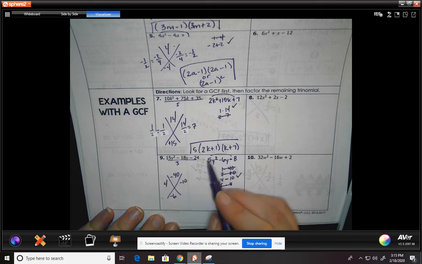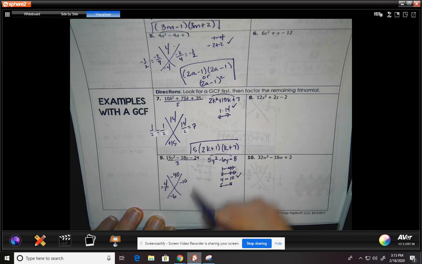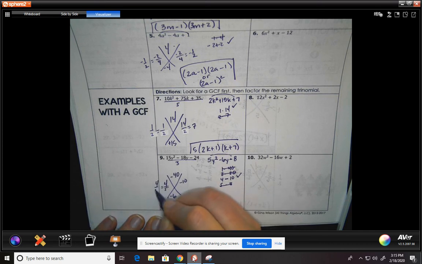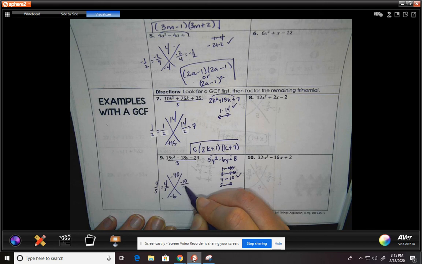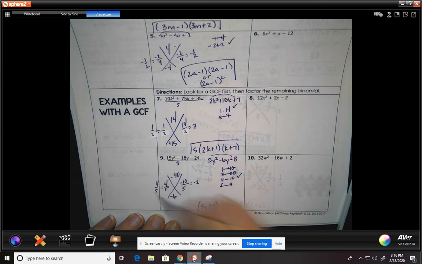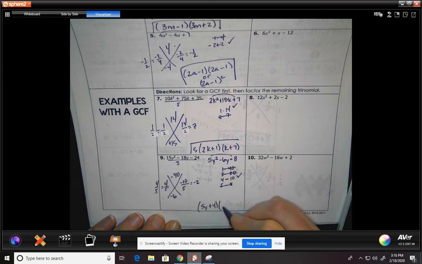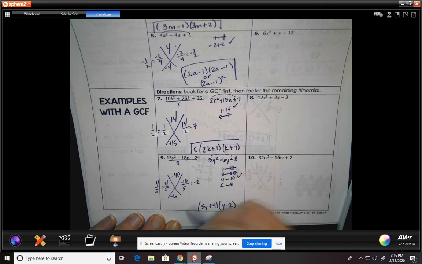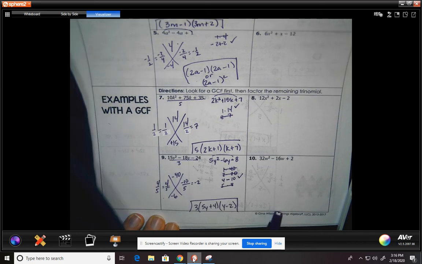Okay, now I divide by my new coefficient, leading coefficient, so I'm going to divide by 5. 4 divided by 5 cannot simplify, so 4/5. And -10 divided by 5 would give me -2. So my factors for this one would be 5y plus 4, denominator then numerator, and then y minus 2, and tack the GCF of 3 back on at the beginning, and you have your final answer. And if you have questions, please ask.